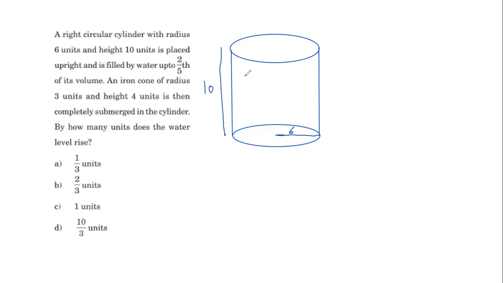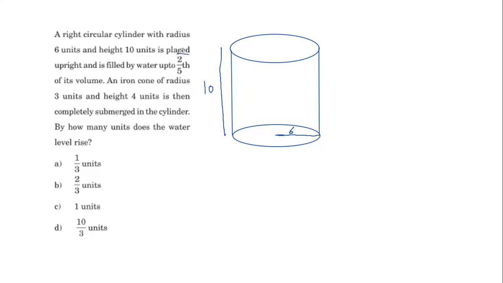It is filled with water up to 2/5 of its volume. An iron cone of radius 3 units and height 4 units is then completely submerged in the cylinder. By how many units does the water level rise? That's a very interesting question, guys.